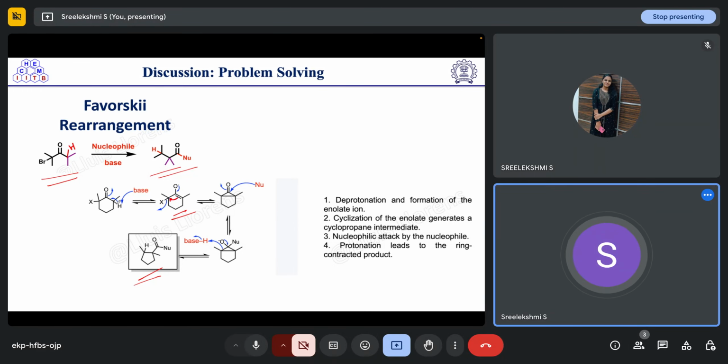So first, the deprotonation of this alpha proton forms this enolate ion, and then this enolate will cyclize by the elimination of the leaving group to form the cyclopropanone intermediate. Then the nucleophilic attack over this carbonyl carbon center, and when the O minus comes back, this bond will be opening up to form the ring contracted product. This reaction is known as Favorskii rearrangement.